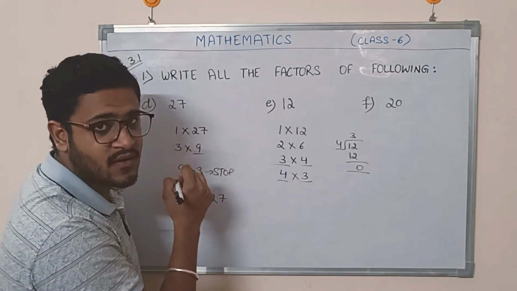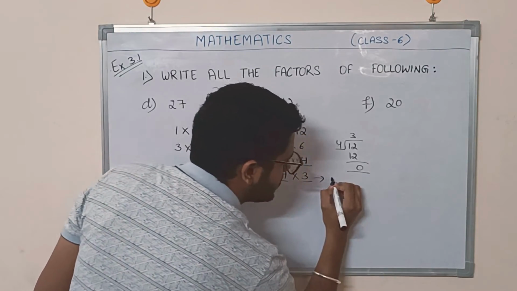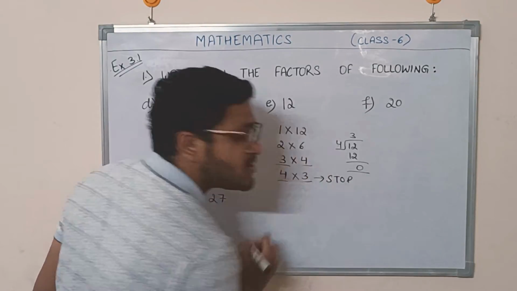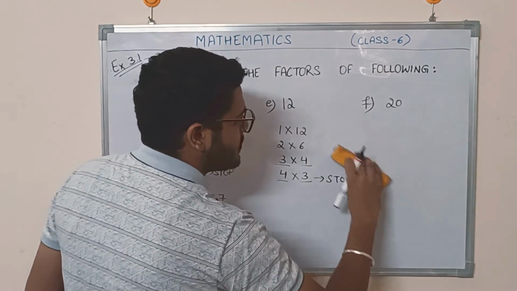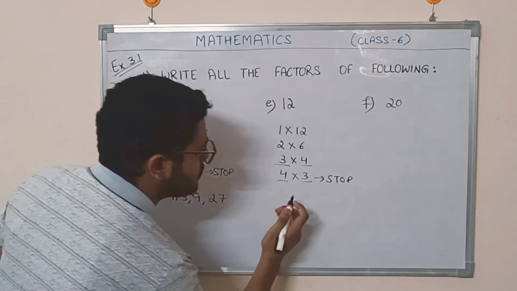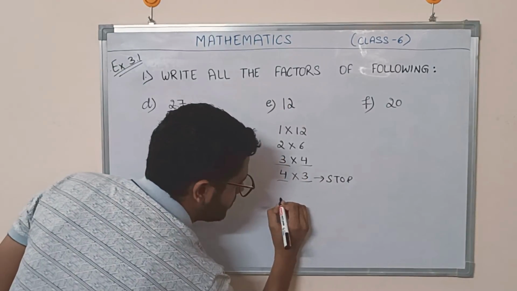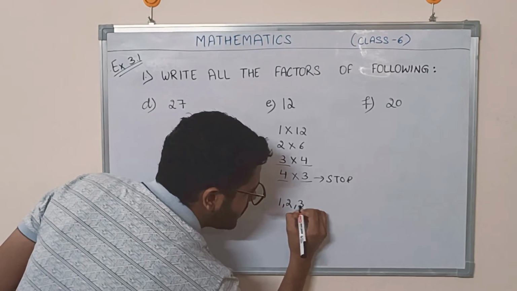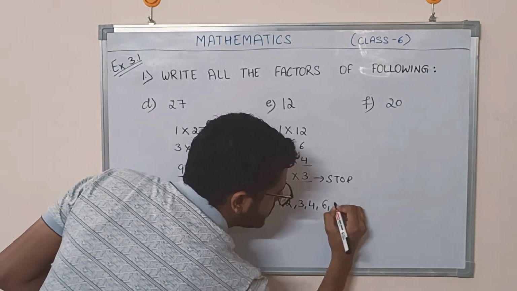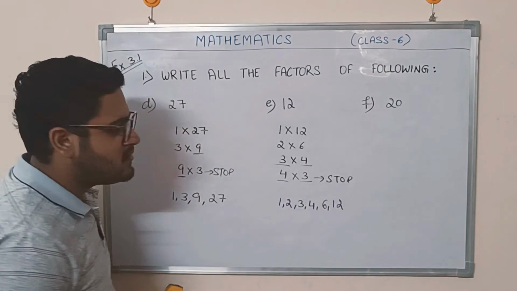Repetition, right? So what we will do is, we will stop here. Okay. Now quickly write down all the factors. 1, 2, 3, 4, 6 and 12. Okay.